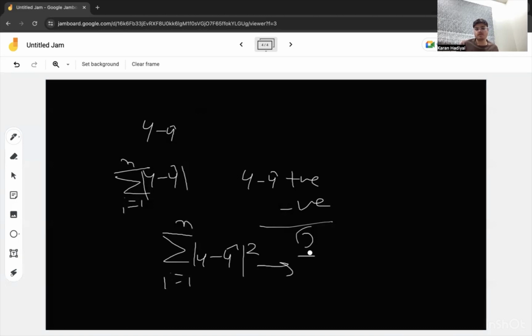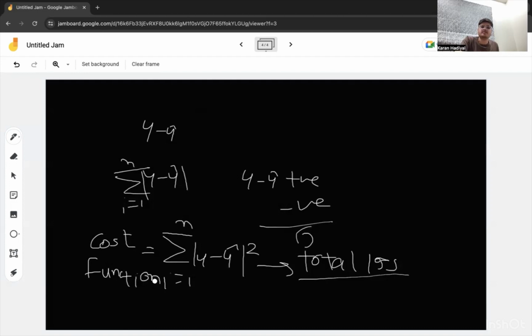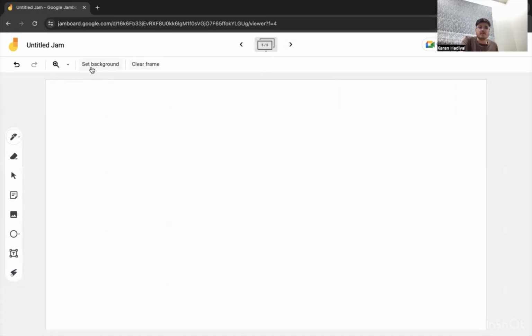and this is the total loss. Okay, this is the total loss, and this loss is called the cost function. This function is called the cost function. If you don't understand, let's see it further.